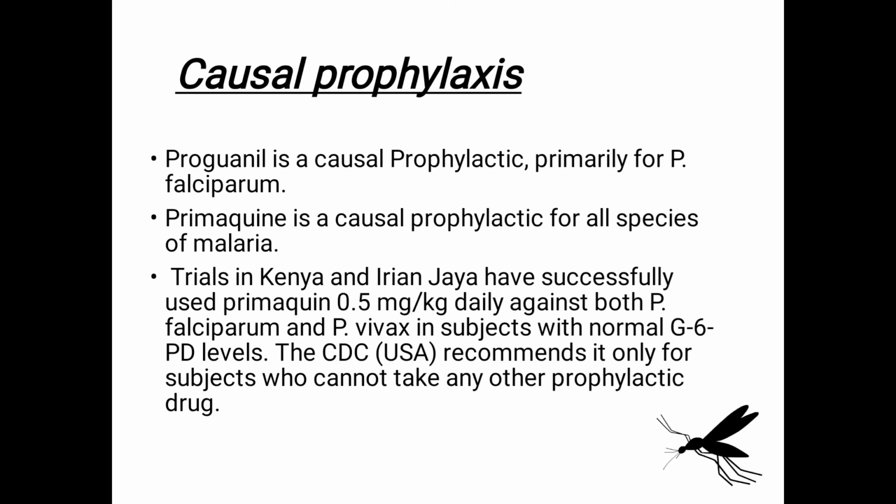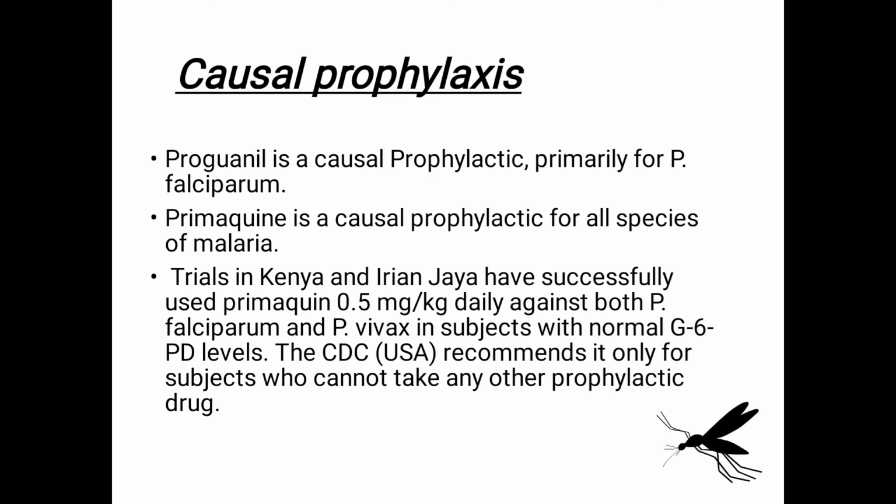So in causal prophylaxis, proguanil can be used as a prophylactic primarily for Plasmodium falciparum species, and we can also use primaquine as a causal prophylactic for all species of malaria. But the use of proguanil is not employed routinely because it has to be given daily and is not very effective against Plasmodium vivax. Whereas primaquine has not been used in mass programs because of its toxic potential.